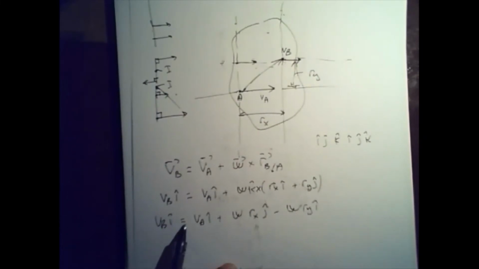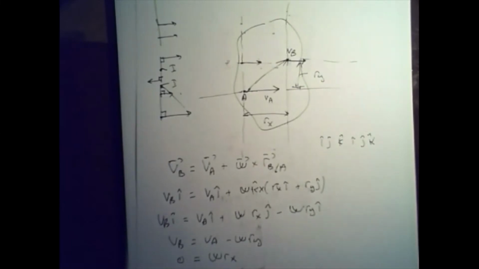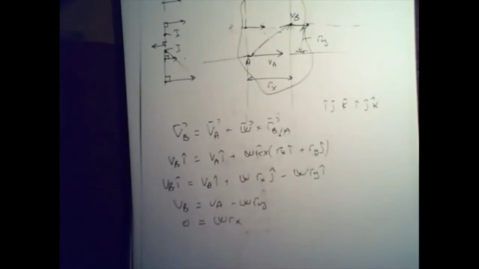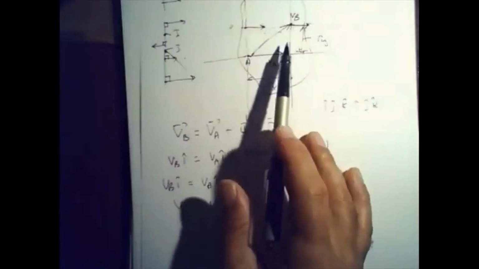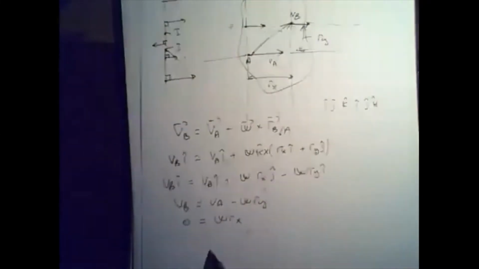So I know the i components have to be equal: VB has to be equal to VA minus omega Ry, and the j component gives 0 equal to omega Rx. So for this to obey rigid body motion, omega times Rx has to be equal to 0.